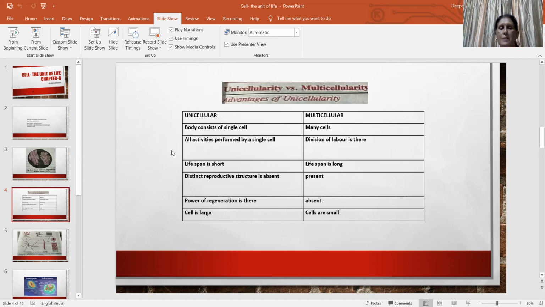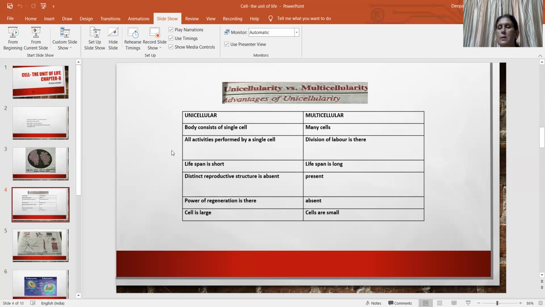Next, the third point is lifespan. In unicellular organisms, life is very short. For example, bacteria live for only 20 minutes. But in multicellular organisms, the life is very long. In unicellular organisms, a distinct reproductive structure is absent. But in multicellular organisms, there is a reproductive system or organ to perform the process of reproduction.